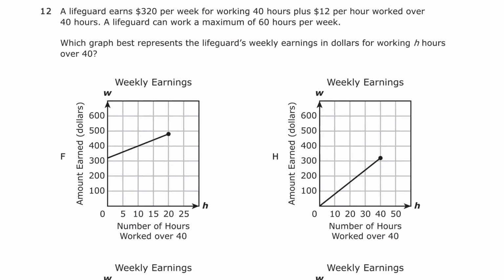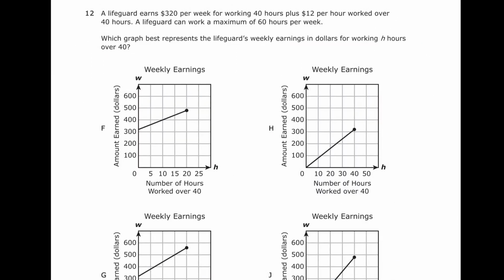Alright, problem number 12. Usually these graph questions are relatively simple, but this one was a hard one for most students on STAAR. Part of the trick was that in each graph it says that this is just for the numbers over 40, and some students tried to work in what it would be before 40. So it's saying you earn $320 per week for working 40 hours plus 12 dollars per hour over 40 hours. So we are not worrying about this pre-40 slope-wise. We're just saying this is how much you start out with.